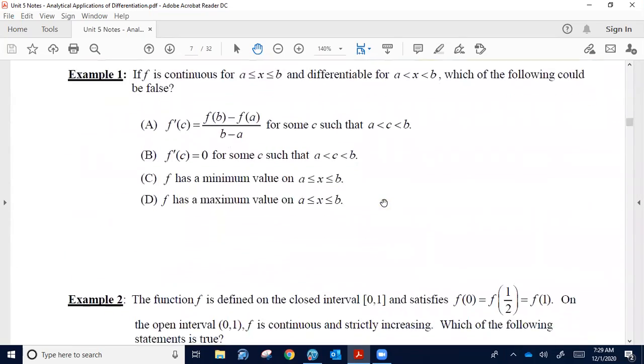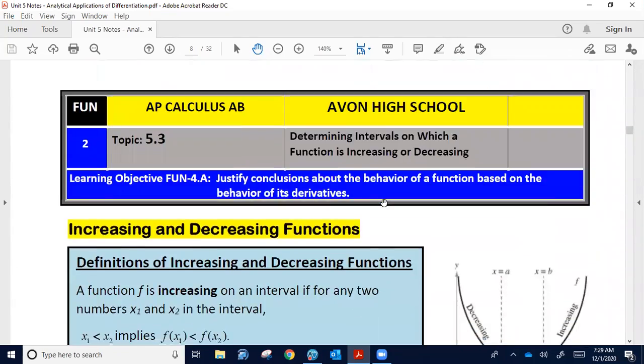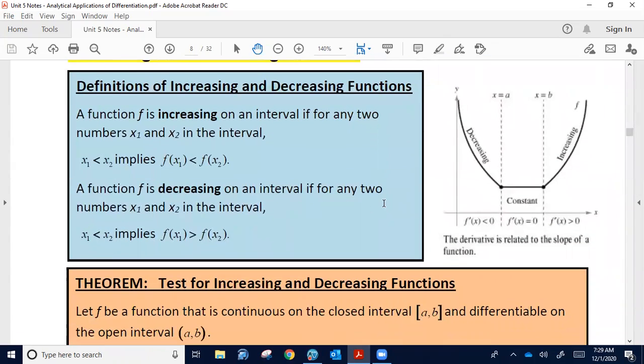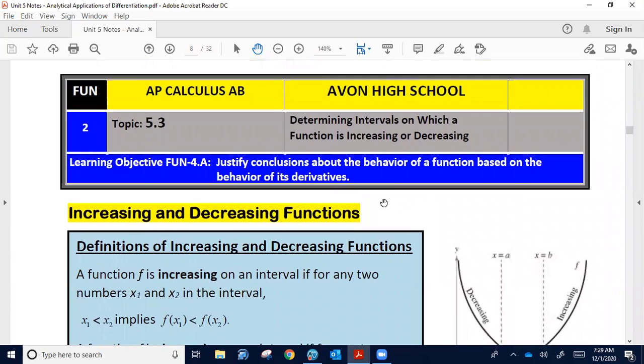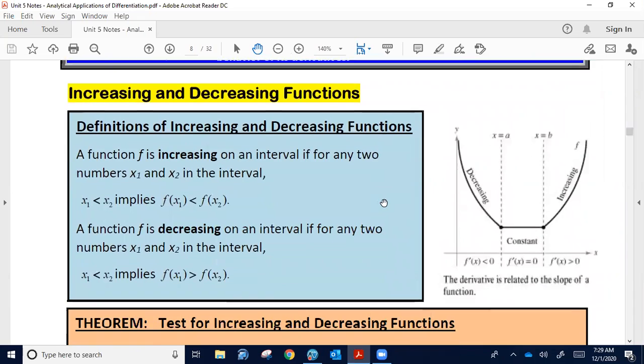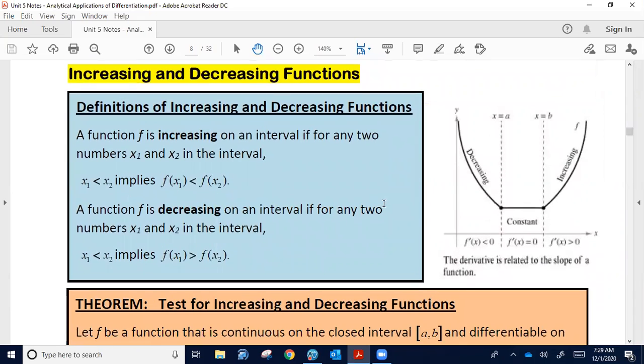So that's what I want to talk about with 5.2. We'll come back and revisit some of this at a later day. So 5.3 is really what I want to do most of our work, 5.3. So let's go to 5.3 in the notes. 5.3 talks about increasing and decreasing.